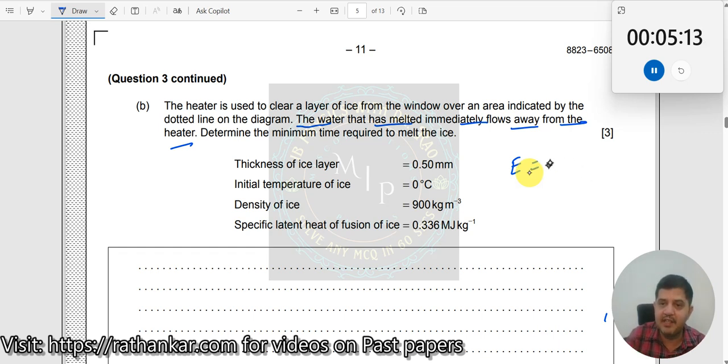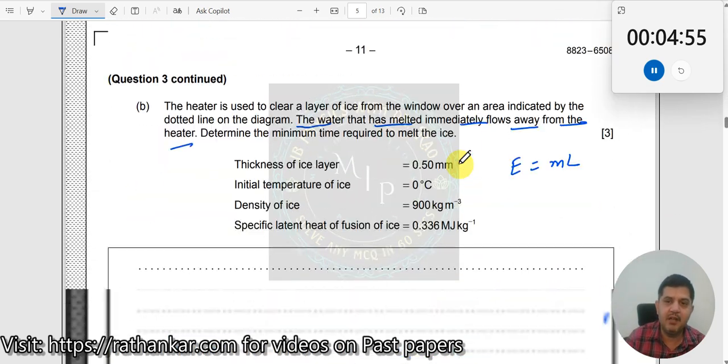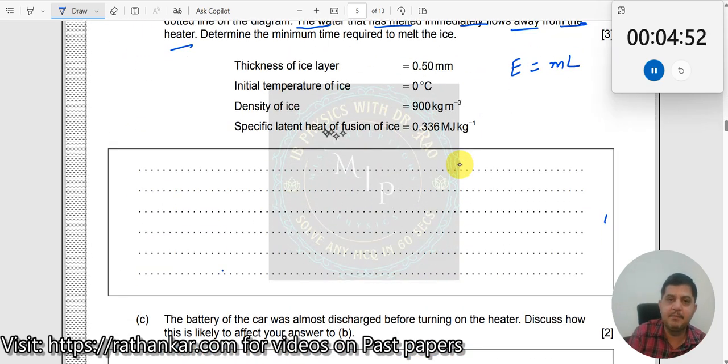So what should you write here? E should be equal to m into L. Do not use mc delta t. It's of no use. What is E here? E is nothing but energy. Now, where is energy given to you? Energy is not given to you. But power is given to you, right? But we already know that energy by time is equal to power, or energy is equal to power multiplied by time. So I can put this here. So I'll get power into time is equal to mass multiplied by the latent heat.